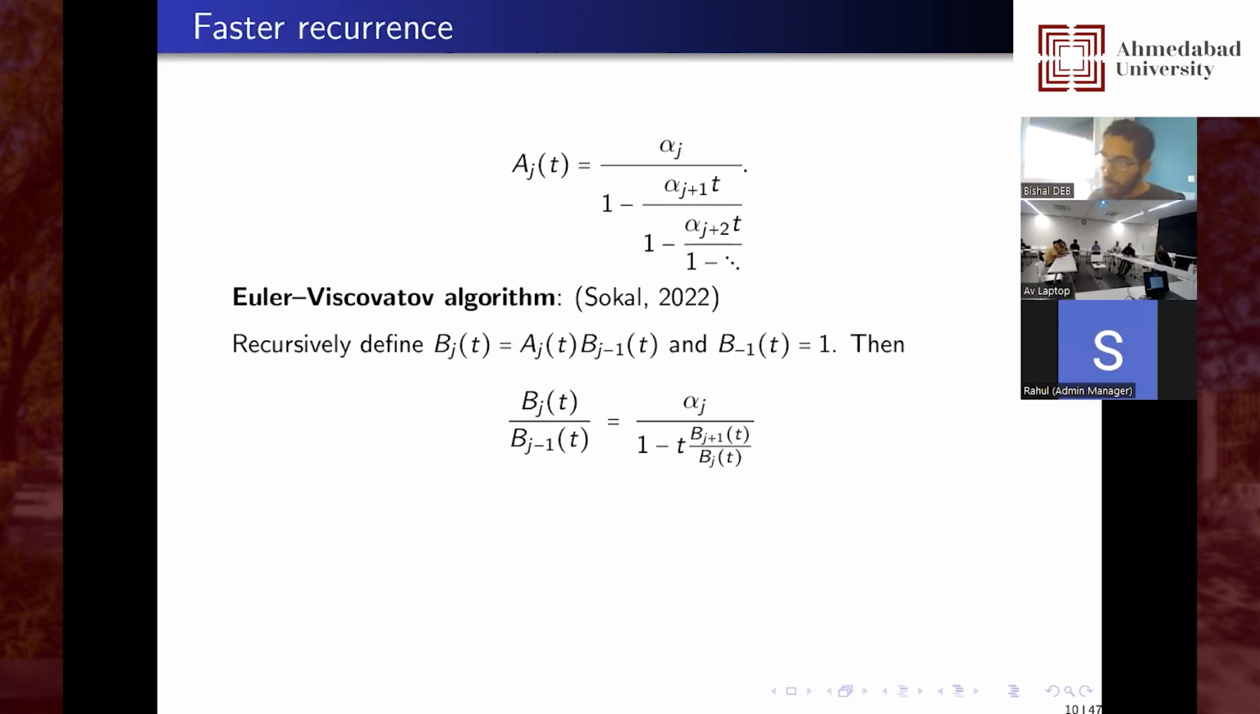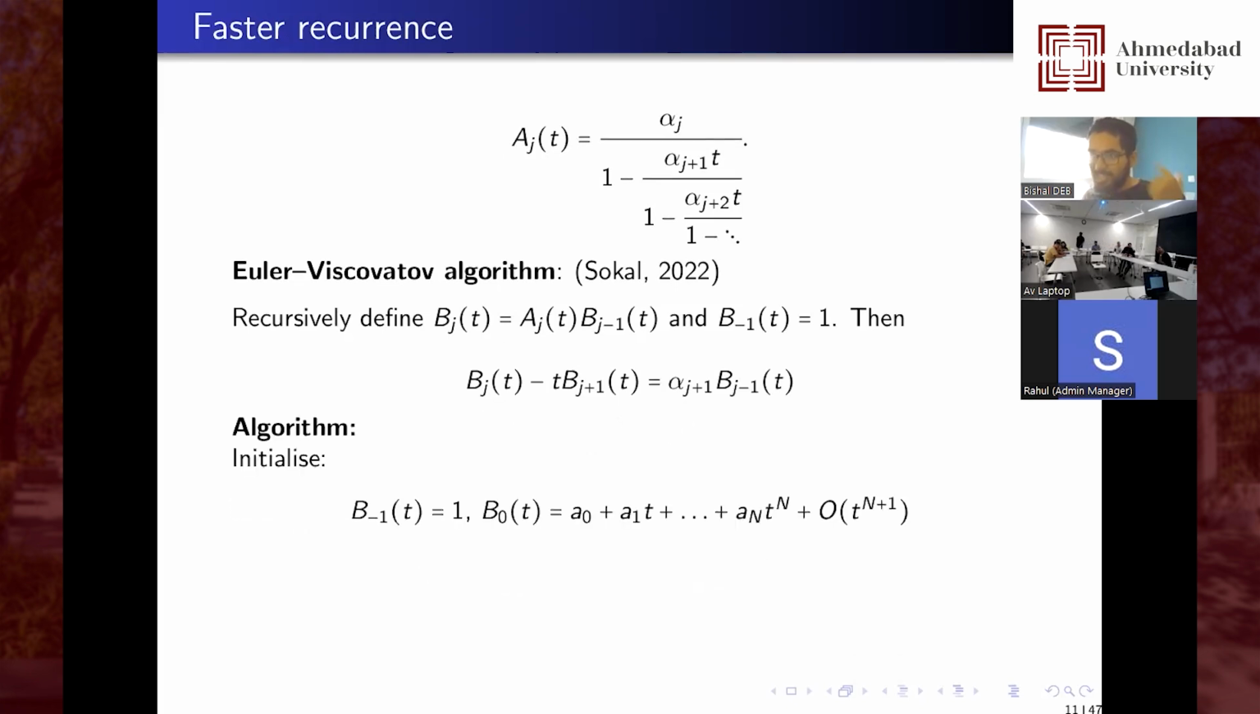So what you do is recursively define from the a_j's: you define b_{-1} to be 1 and b_j to be a_j times b_{j-1}. So you have b_{j-1}, multiply it with a_j and define that to be b_j. If you do this, then a_j is in particular b_j divided by b_{j-1}, which is what you have here. And here a_{j+1} is b_{j+1} divided by b_j. But then you can rewrite that and obtain something where the b's do not involve division. And this you can teach to a computer and you can do it very fast.